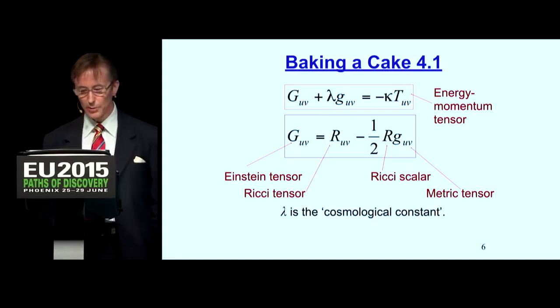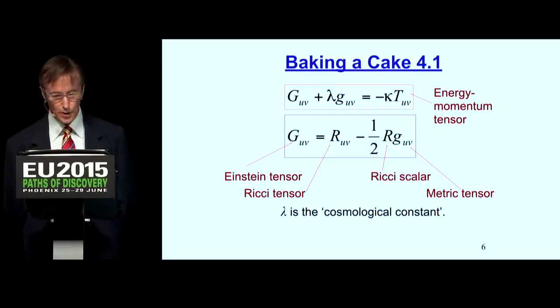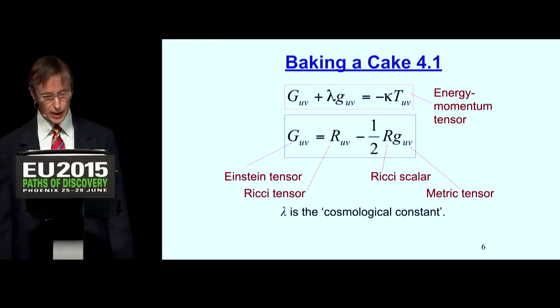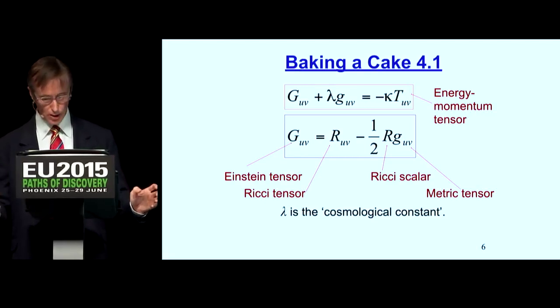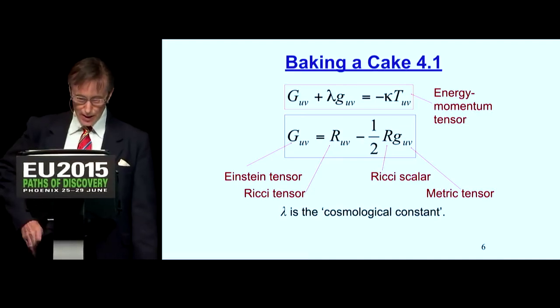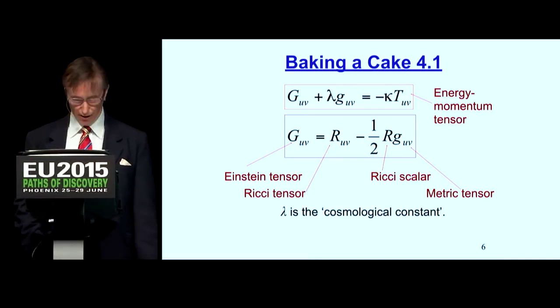Now we get into a little bit of mathematics. We're up to baking a cake 4.1. Whose cake are we baking? Well, the cosmologists' cake and Einstein's cake, and I think they'd really like to have a fight in it somewhere. I'm not going to give them the privilege.